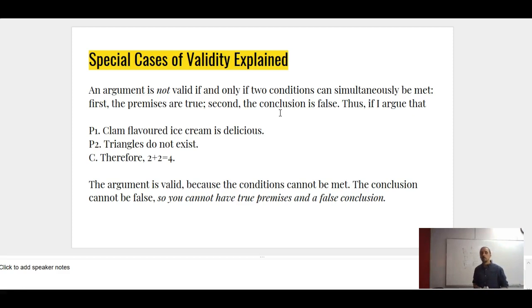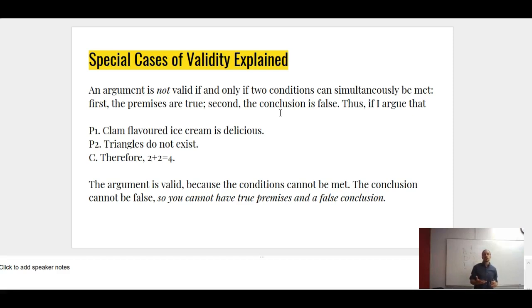Another way of doing it might be, for example, I keep the same premises: clam-flavored ice cream is delicious, triangles don't exist, therefore either I watch Game of Thrones or I don't. Either I watch Game of Thrones or I don't is a tautology. So I can't have true premises and a false conclusion if my conclusion is a tautology, because my conclusion can't ever be false. Now, this is a weird case of validity, and the reason I'm talking about it, it's actually not going to be that important in the grand scheme of logic.